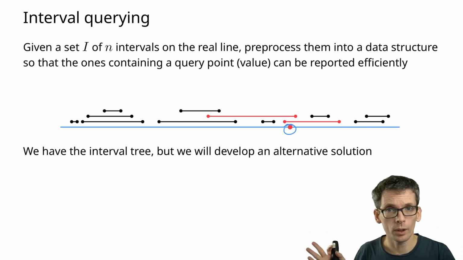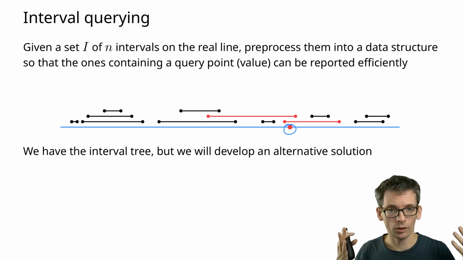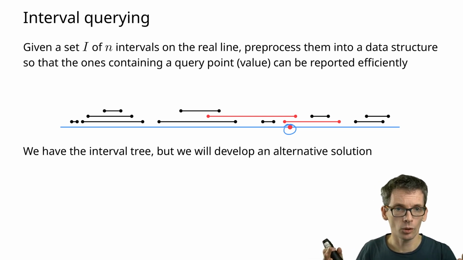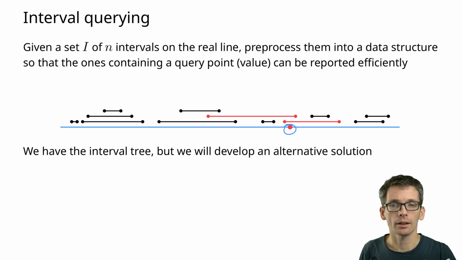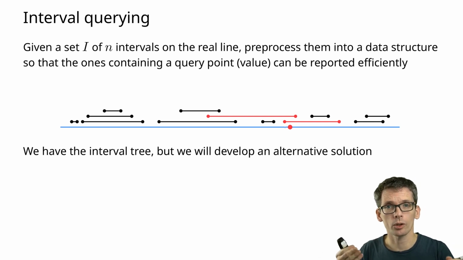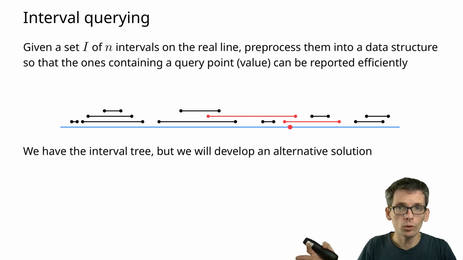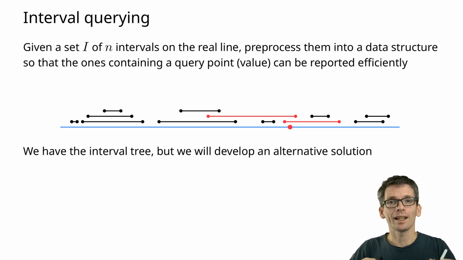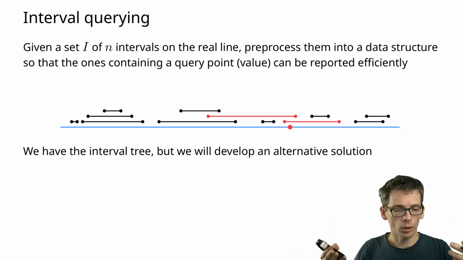We've seen interval trees to solve this problem, but now we're going to see an alternative approach, and that is segment trees. And the idea is this locus approach of essentially dividing the solution space into regions such that within each region the answer is the same. So what does that mean?